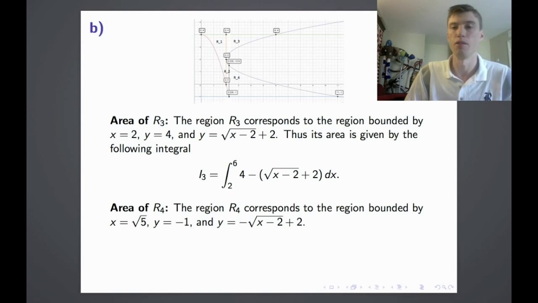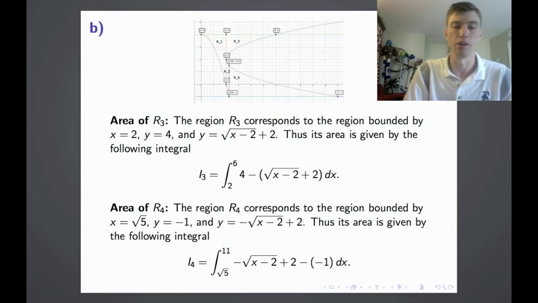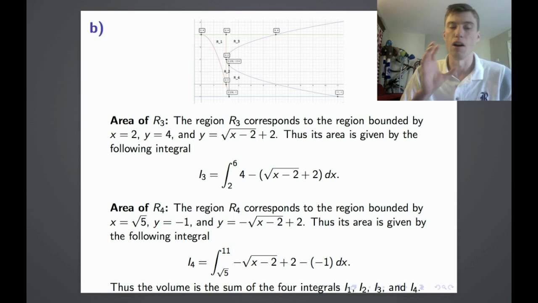And finally, for R4, we calculated that this intersection point over here had an x value of 11, and we will integrate from the square root of 5 to 11 the top function, which is negative square root of x minus 2, plus 2, minus the bottom function, which was negative 1. And it turns out that our area is the sum of these four integrals. Sorry that it's a little cramped there at the bottom of the page. There's a lot of information.